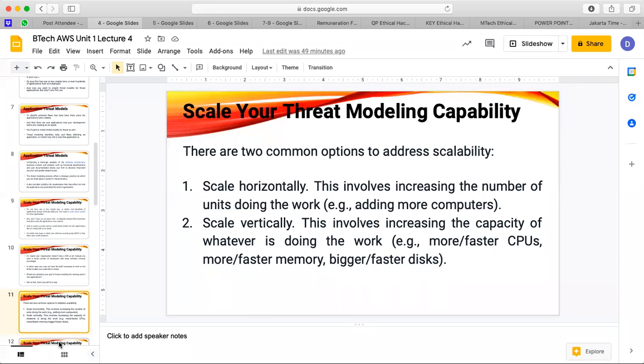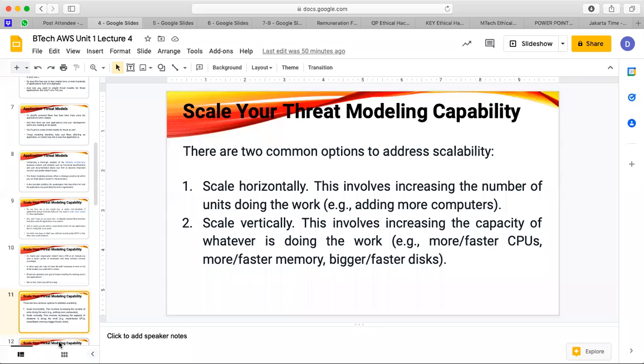Let me discuss this slide once. There are two common options in order to address scalability in your threat modeling capability. First is scale horizontally. Scale horizontally involves increasing the number of units doing the work, for example, adding more computers or adding more modules. Second is scale vertically. This involves increasing the capacity of whatever is doing the work.